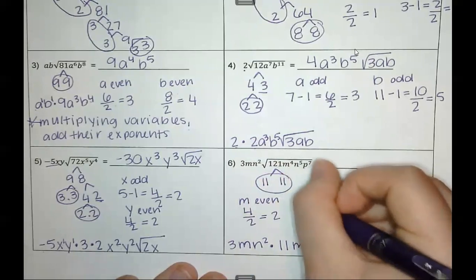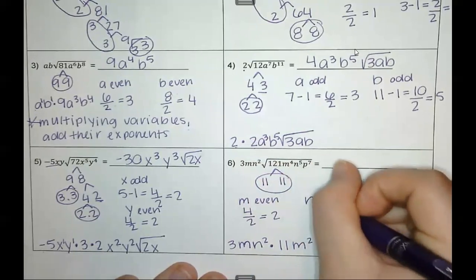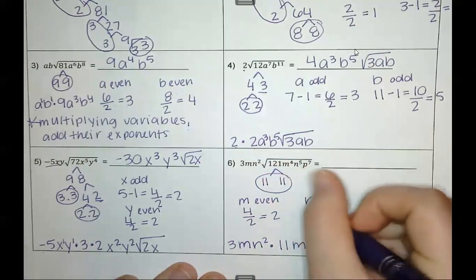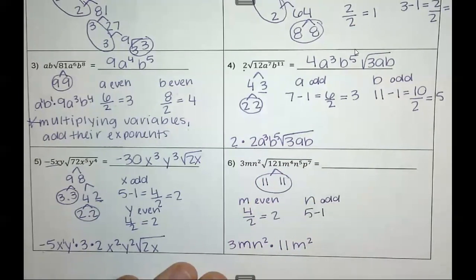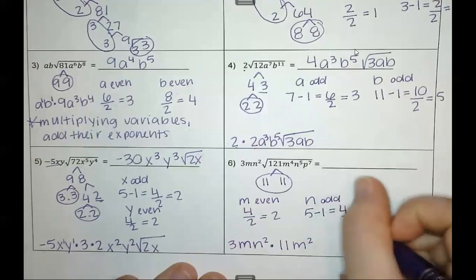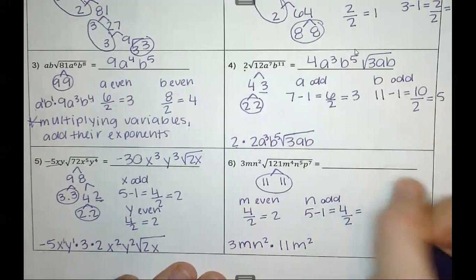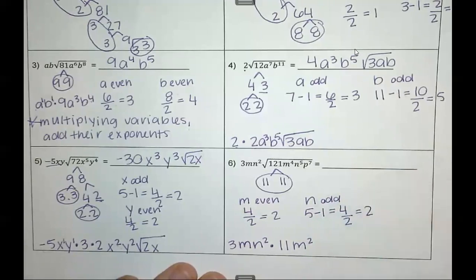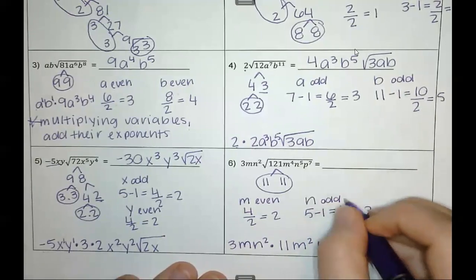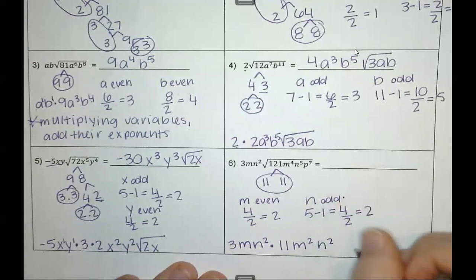Then for our n is odd. Our exponent is 5. So our rule for odds is to subtract 1. 5 minus 1 is going to give us 4. And then divide by 2. 4 divided by 2 is going to give us 2. So I'm going to get to pull out an n to the second power. But because it was odd, we have to have 1 underneath the square root as well.